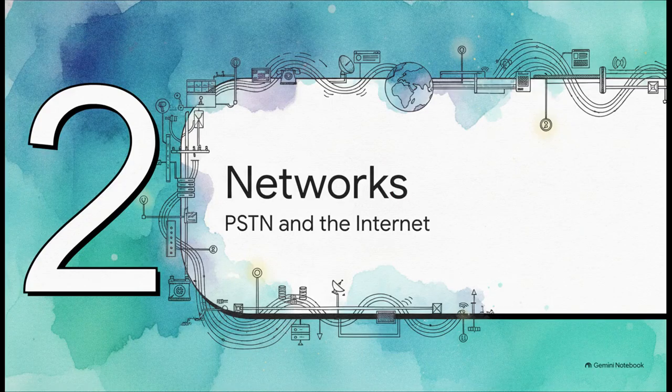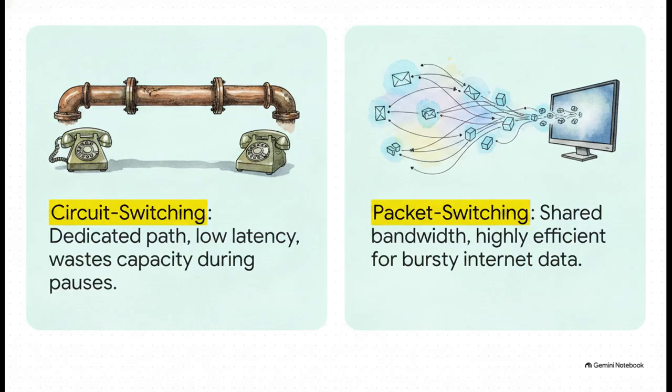Moving right along, we have Section 2, Networks, PSTN, and the Internet. The major paradigm shift in this era was the transition away from circuit switching. You see, the legacy PSTN relied on circuit switching, meaning a dedicated end-to-end path was locked in for your entire phone call. Sure, it guaranteed low latency, but it was profoundly wasteful because that circuit stayed open and reserved even when no one was talking.